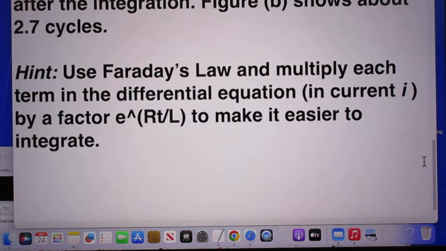I'll give you a hint. In fact, the hint was also given by Giancoli. Use Faraday's law and multiply each term in the differential equation in the current I by a factor e to the power Rt over L to make it easier to integrate.